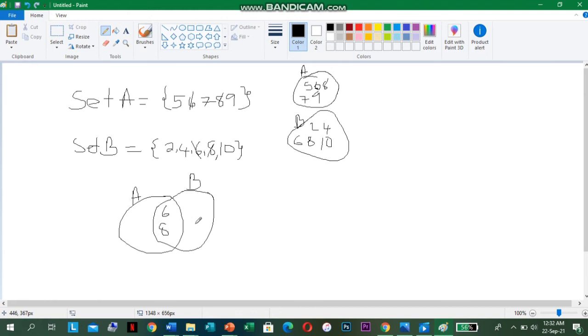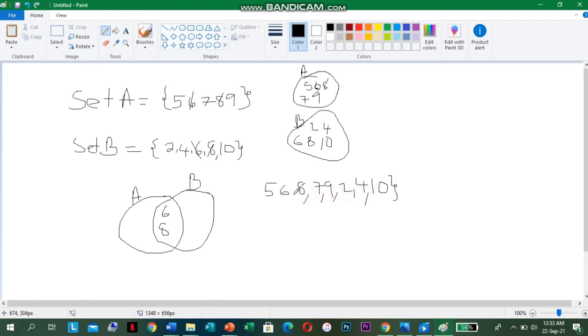All right. So we want to write the subsets now, because the universal set is all the numbers that are available. So all the numbers that are available in this set now: 5, 6, 8, 7, 9, 2, 4, 10. All right. So this is the universal set.